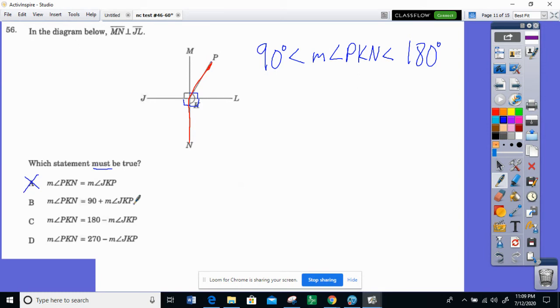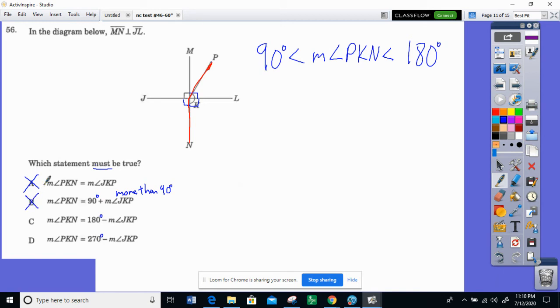B is the measure of angle PKN, these are all in degrees, equals 90 degrees plus the measure of angle JKP. Well, angle JKP is also at least 90 degrees. So 90 degrees plus more than 90 degrees would be more than 180 degrees. So B is false.